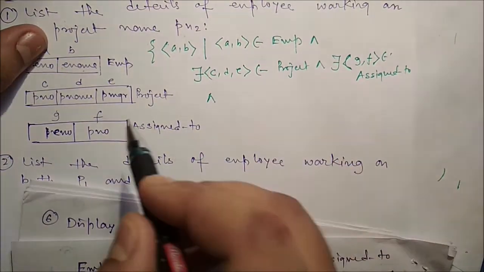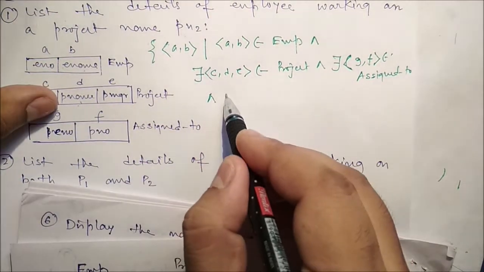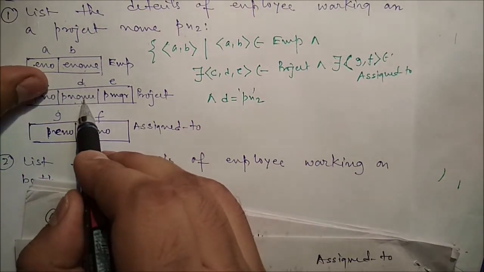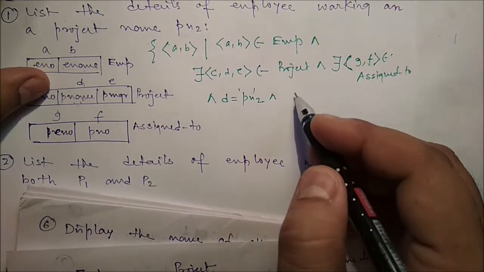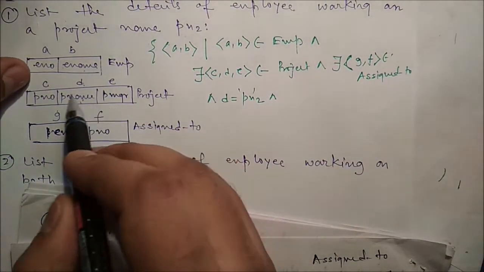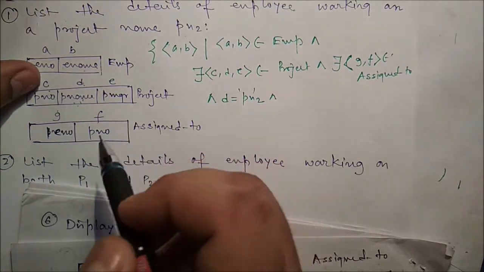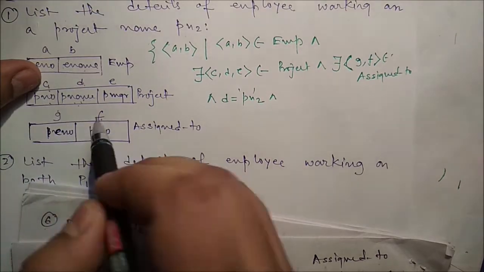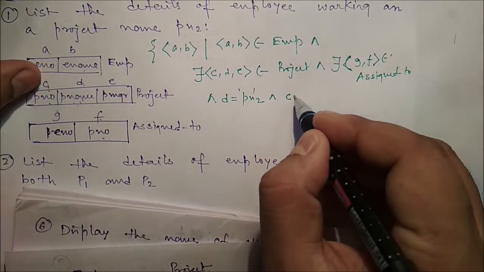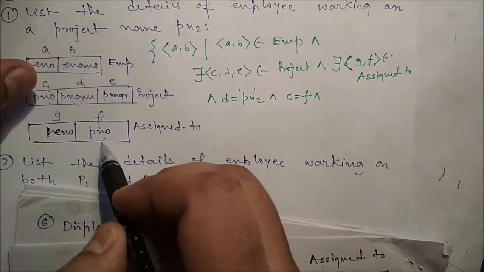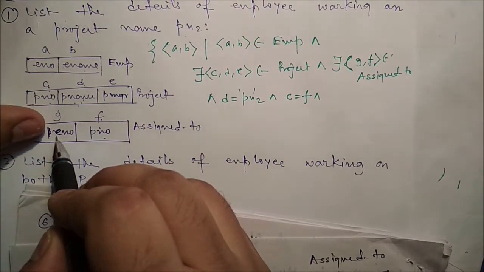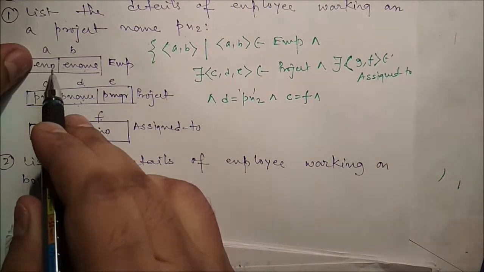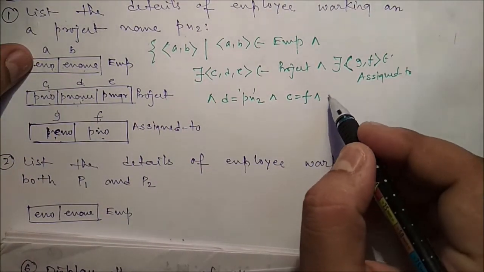The condition is that project name is PN2. So D is equal to PN2. Project name is PN2, and there must be an associated C. That C should match with that G, project number with this project number, C and F. So we can write C is equal to F, and if the associated project has an employee number, that employee number must match with this employee. So we can write A with G.